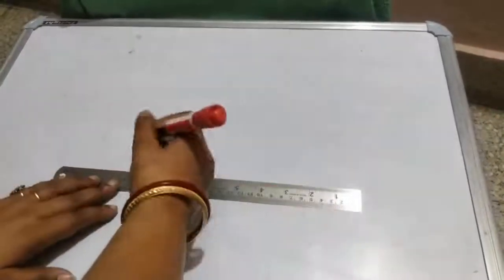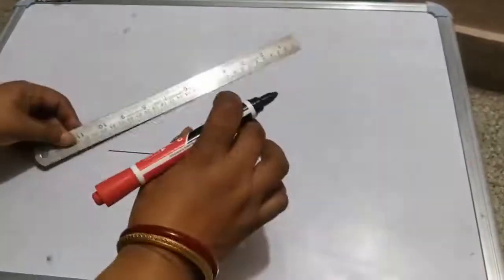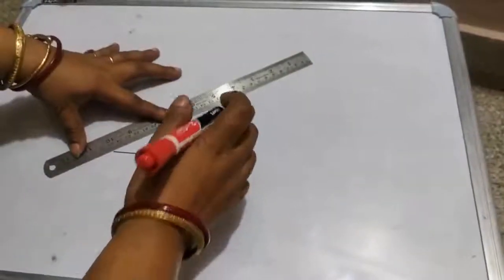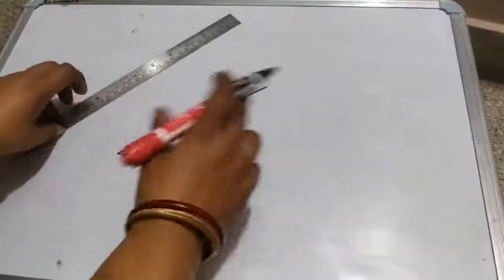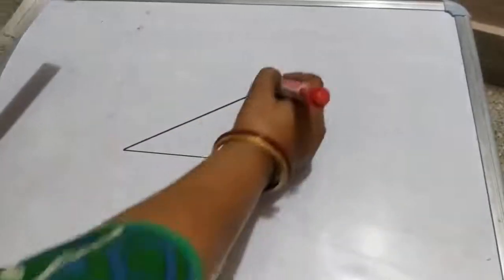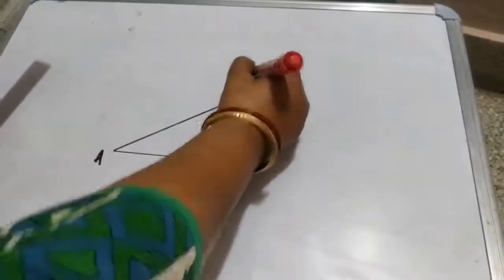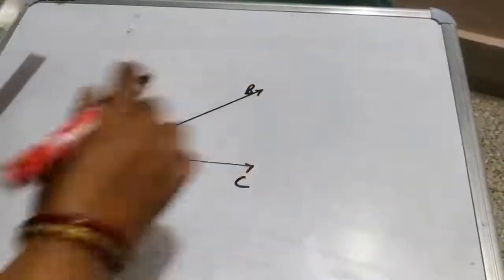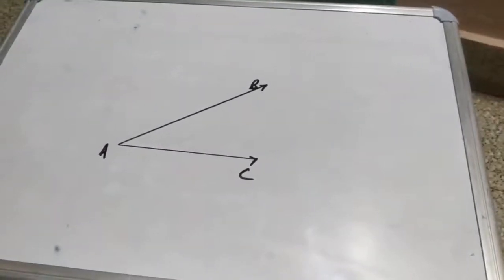So let us see. This is an angle, opening towards the right side. Here the name of the angle is angle BAC. We have to measure this angle. So how will we measure it?